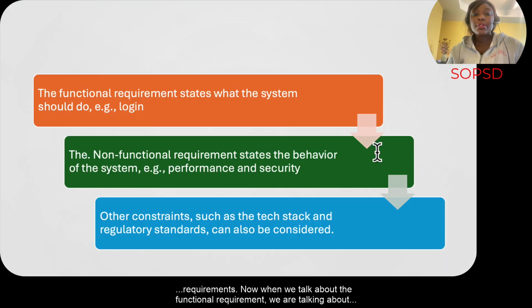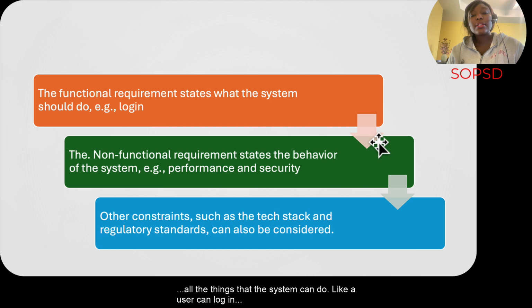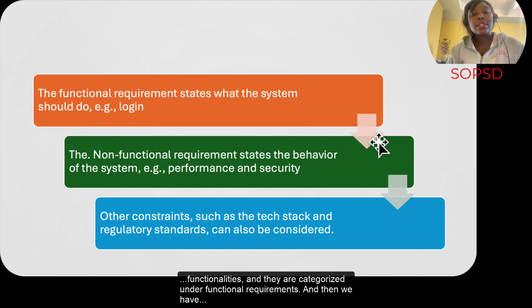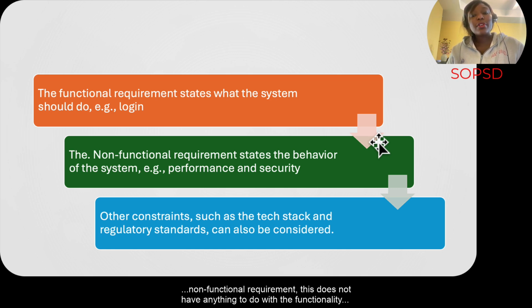Now, when we talk about the functional requirements, we're talking about all the things that the system can do. Like a user can log in, a user can create accounts, a user can log some details. Those are functionalities, and they are categorized under functional requirements. And then we have non-functional requirements. This does not have anything to do with the functionality of the system, but rather things like performance, security, and then we have things like the compliance standard, and all of this you can put other constraints.